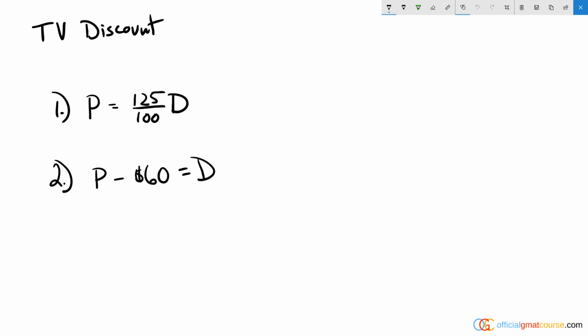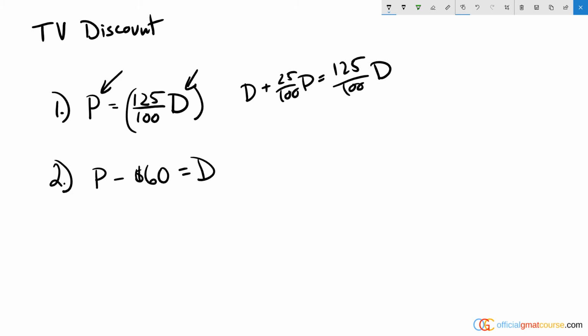Right, so we are trying to figure out by what percentage the price of the TV was discounted for sale. And so I am designating P as the original price and D as the discount price. Now, if the price of the TV before it was discounted is equal to 25% greater than the discount price, that means it's worth 125% of the discount price, because you have the discount price plus 25 over 100 of the discount price, which equals 125 over 100 of the discount price.